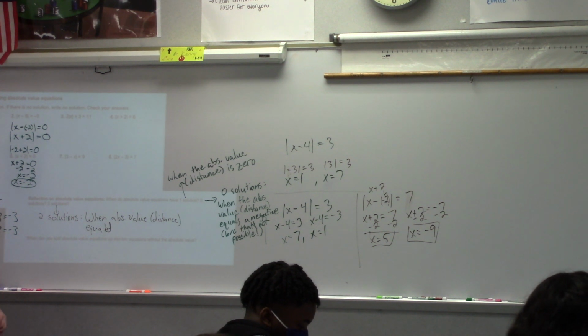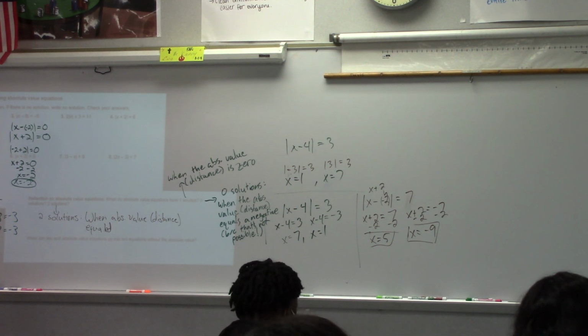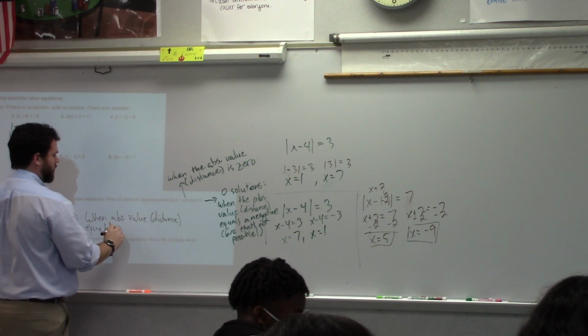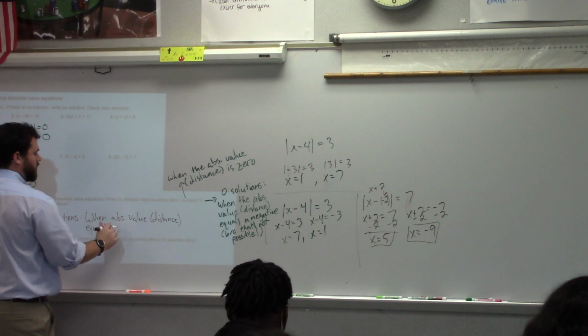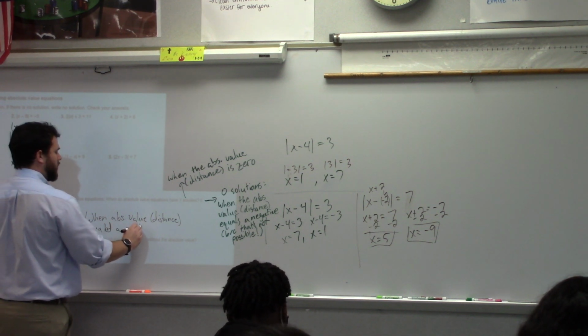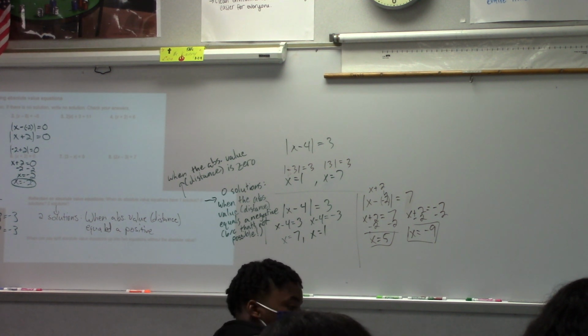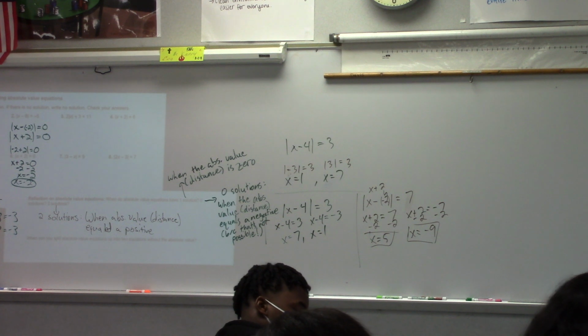So when the absolute value of the distance equaled what kind of number? It gave us two solutions. I heard someone say it. Positive, right? Zero, negative, positive. Right? It's good to note these things. It'll help save you some headache.